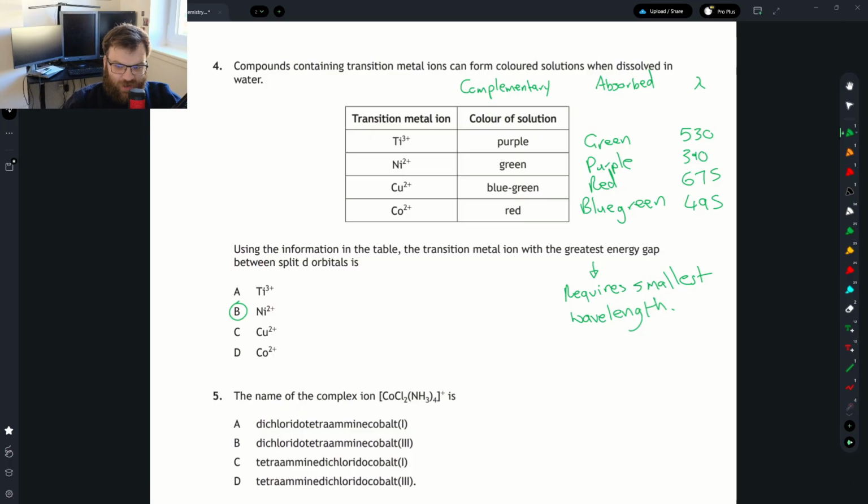So in this one, a couple of things you need to watch out for. Watch out for the fact that you see the complementary colour. It's the absorbed wavelength that's linked to the energy gap. And then we get our answer from there.